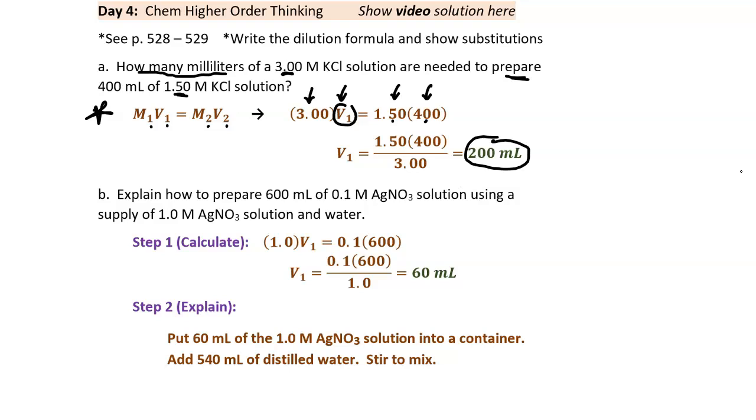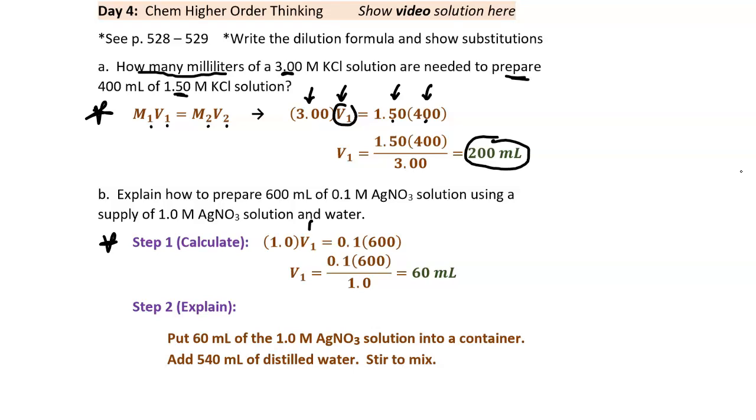Question B. Explain how to prepare 600 milliliters of a 0.1 molar silver nitrate solution using a supply of 1 molar silver nitrate solution and water. Step 1, we'll apply the dilution formula like we did in question A. So it's that same formula with the little subscripts with the 1's, the 2's, the M's, the V's. You'll fill the numbers into the correct locations.